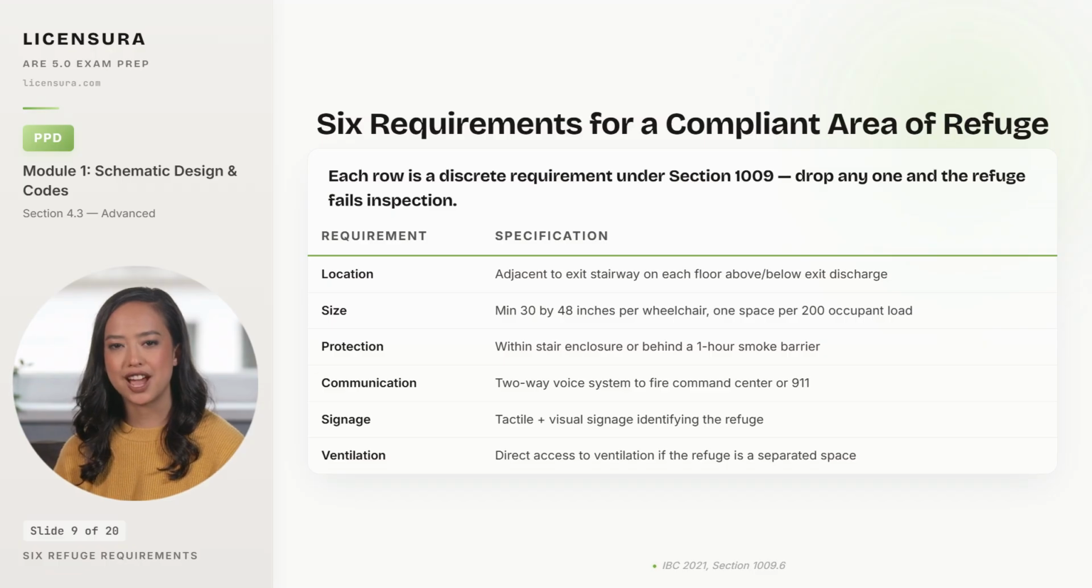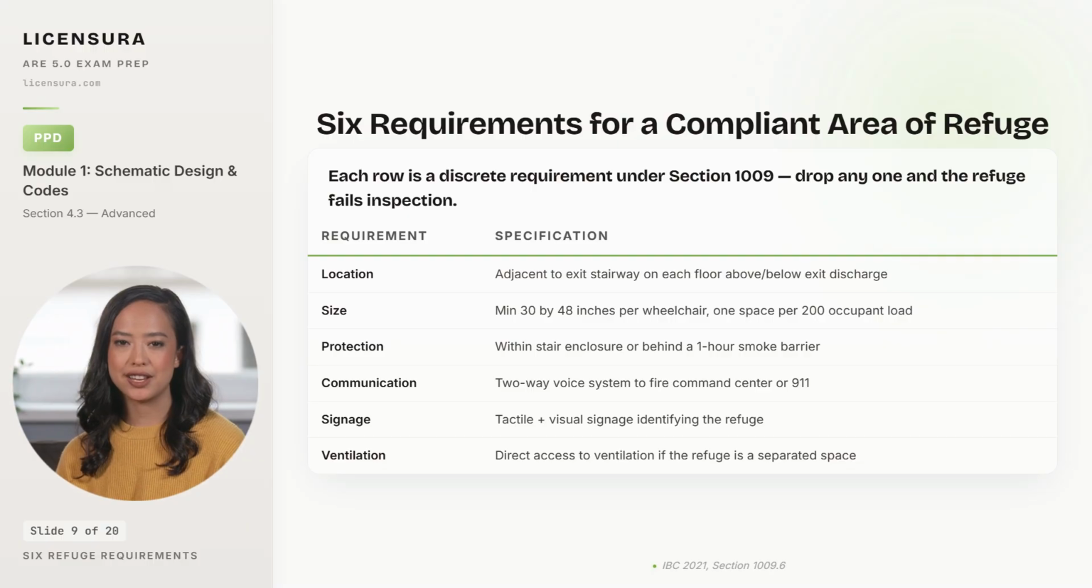6 requirements define a compliant area of refuge. First, location. The refuge sits adjacent to an exit stairway on every floor above or below the level of exit discharge, because the stair is where rescue arrives. Second, size. Minimum 30 inches by 48 inches for each wheelchair space, scaled at 1 wheelchair space per 200 occupant load on the floor, never less than 1.